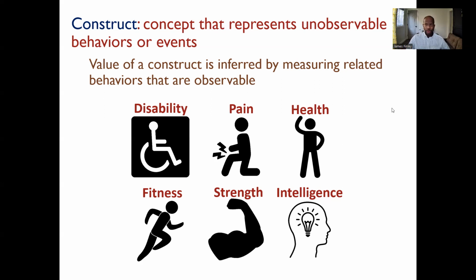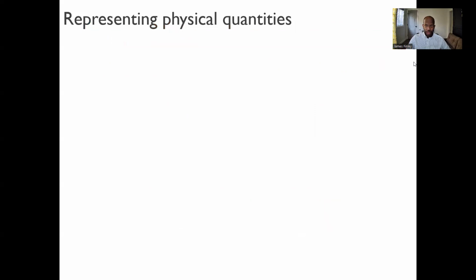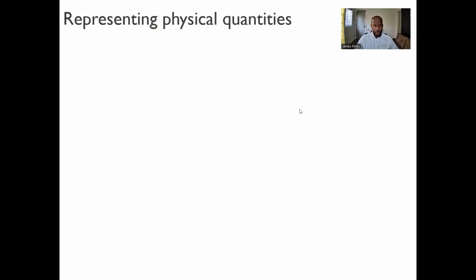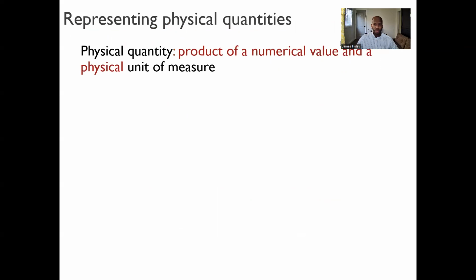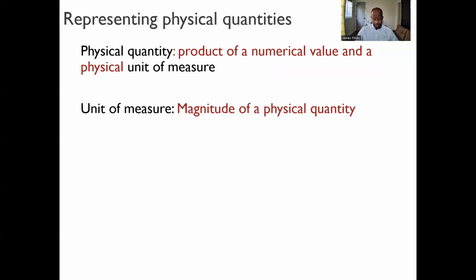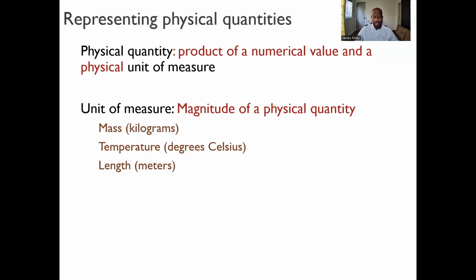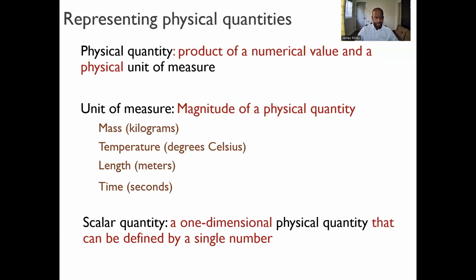Now, we may also often measure what we would refer to as physical variables or physical quantities. With physical quantities, we have a numerical value and a physical unit of measure. These units are what characterize or capture the magnitude of the physical quantity of interest. For instance, we may measure mass in kilograms, temperature in degrees Celsius, length in meters, and time in seconds.